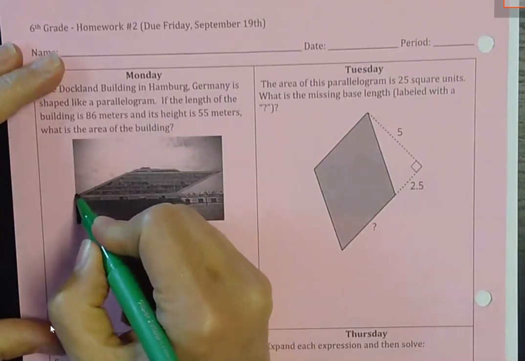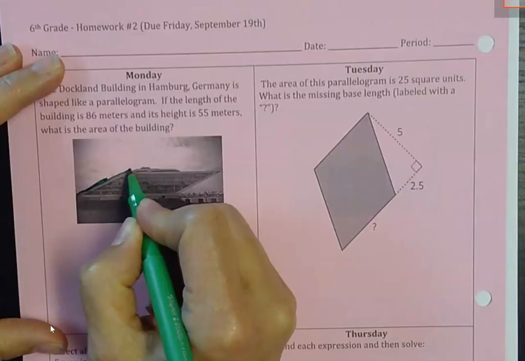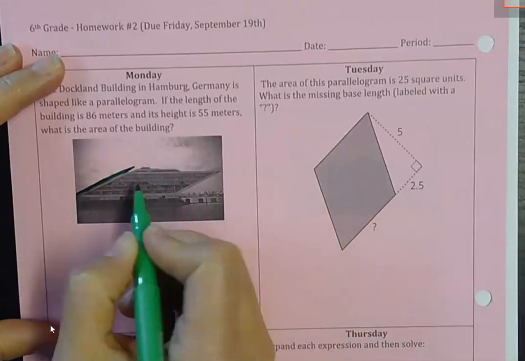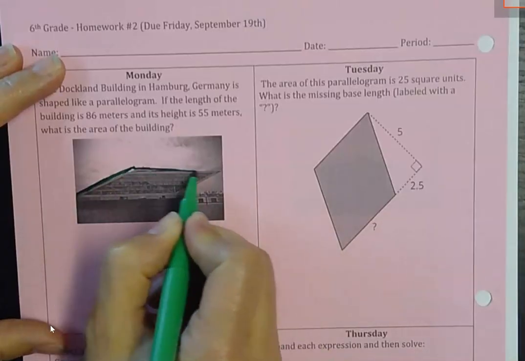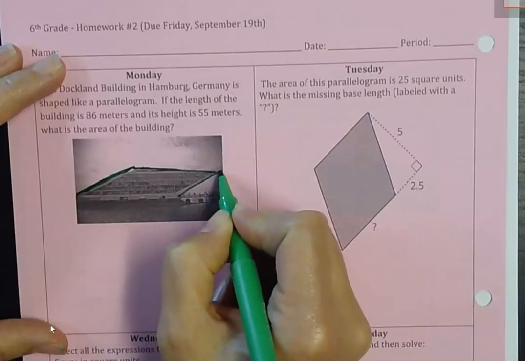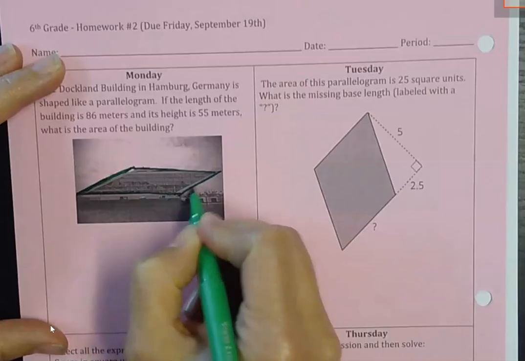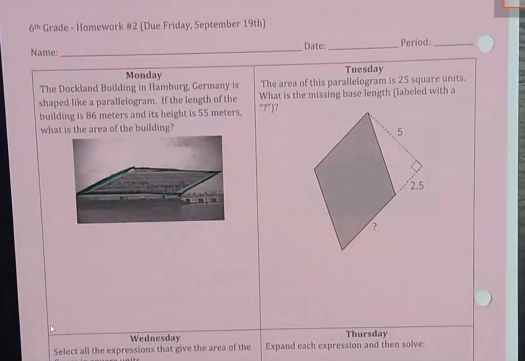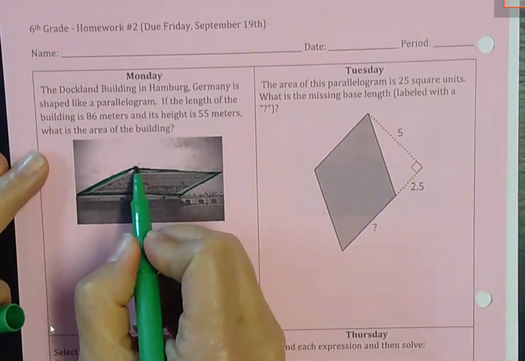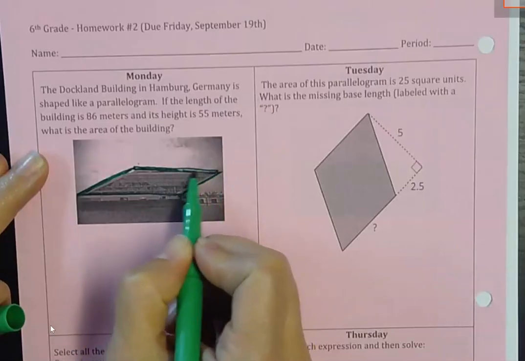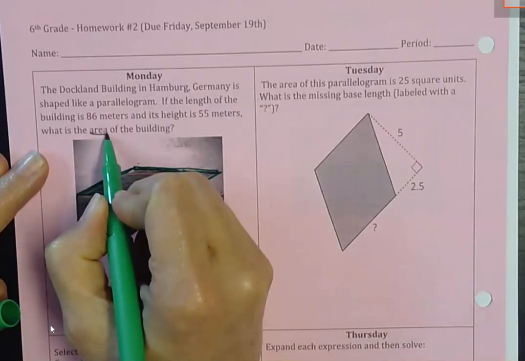So right here, whoa, I am not drawing straight lines very well today. Sorry, guys. Do you see the shape of this building? It's pretty cool. Nice little parallelogram here. So this is what they're talking about. So that's my parallelogram for my Dockland building. And my goal is to find the area.